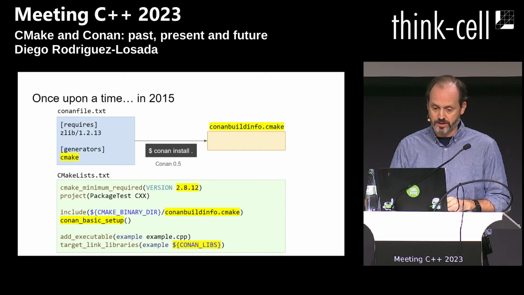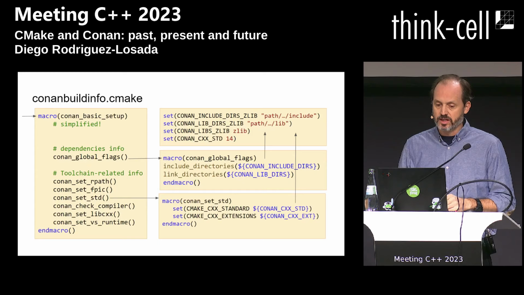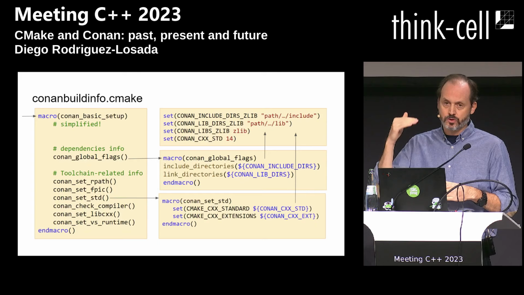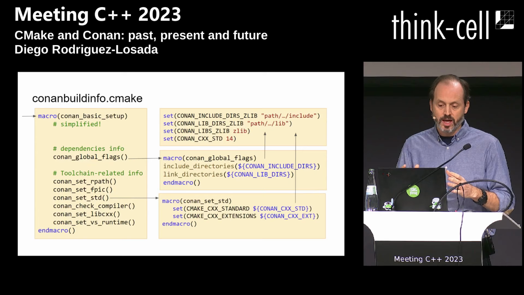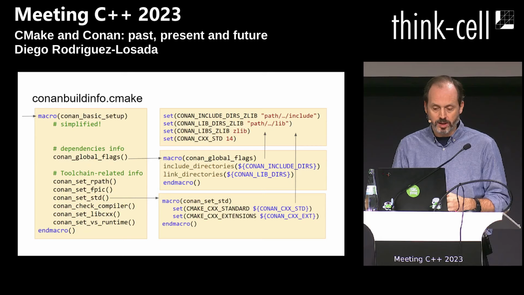2015. Internally, the conan_basic_setup was doing something like this. It was a macro with two different parts. The first part, conan_global_flags, was intended to manage dependencies information. Then you had all the information from your dependencies, like zlib and other dependencies, the include paths, library names, et cetera. You have them in variables. And then the macro conan_global_flags was defining globally with include_directories and link_directories those variables.